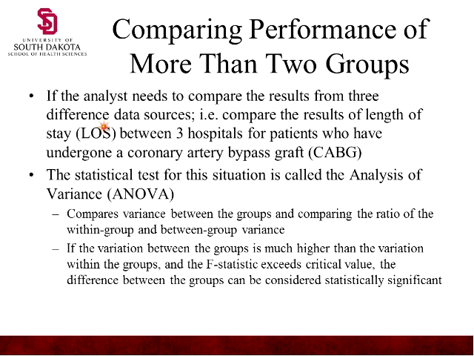In this case, we look at 3 hospitals and their length of stay for patients who have undergone a coronary artery bypass graft, or CABG. Now, the statistical test for this situation is called the analysis of variance, or ANOVA. It compares the variance between the groups, and compares the ratio of within-group and between-group variance. That sounds like a lot of gobbledygook too, unless you're a statistician. So let me see how I can do this. So let's look at this.